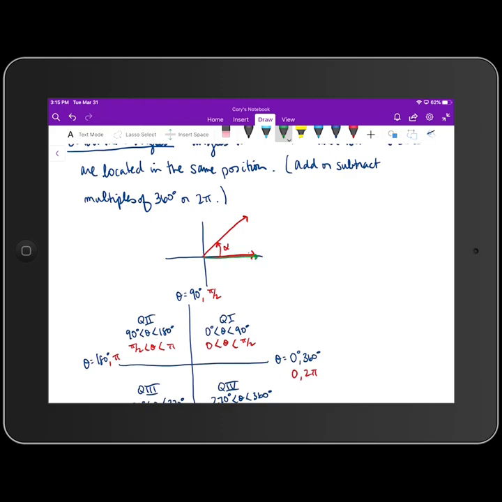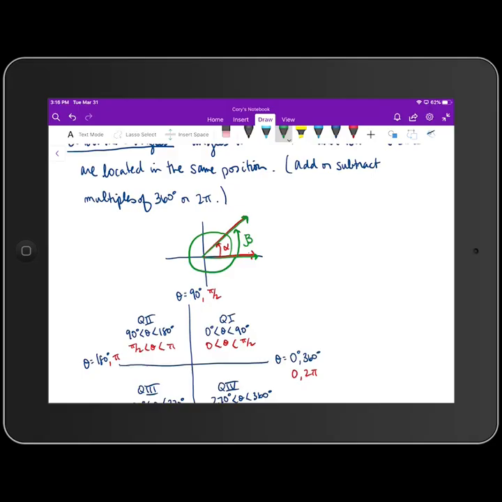So the initial side is going to be in the same position. The terminal side is in the same position. If I take one full rotation around the circle, and then come to that ray right there, that angle beta is coterminal with angle alpha. And beta's relationship to alpha is that beta would be equal to alpha plus 360 degrees if we're talking about degree measure, or alpha plus 2 pi if we're talking about radian measure.